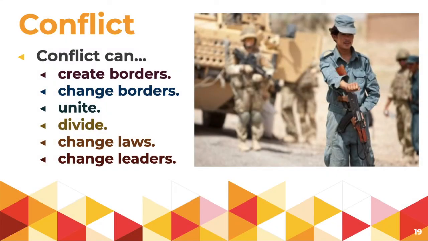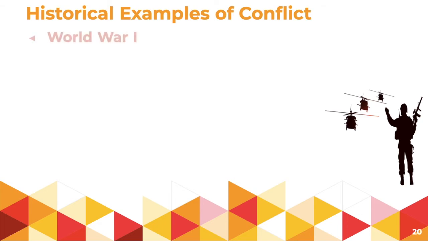So, one of the major causes of changes to our world in terms of the borders and boundaries that we live in and the borders and boundaries that determine our laws around the globe is conflict. Conflict can create borders, it can change borders, it can unite people, it can divide people, it can change laws, it can change leaders, it can change everything. And it's not just war. Conflict can mean a lot of different things, right? We've seen conflict play out in war quite a bit.